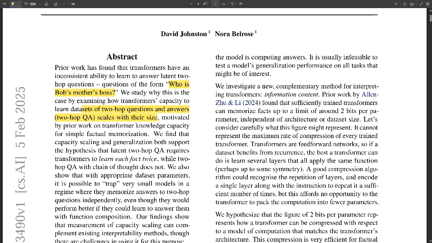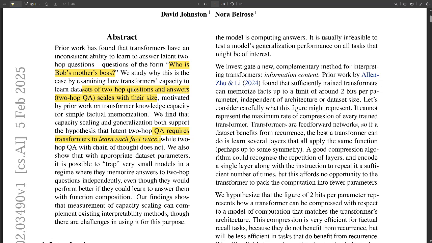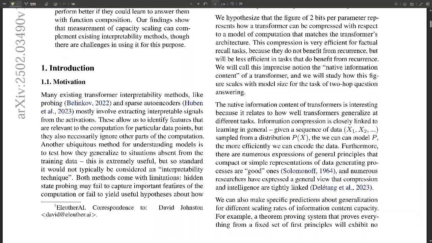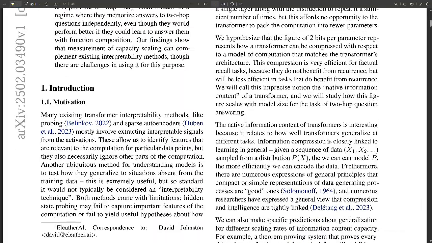Right. Like, think about those questions that take a few steps to figure out, who is Bob's mother's boss. Classic example. Turns out that kind of thing is surprisingly tough for these transformers to handle. Yeah, and the paper really gets into the weeds on why those two-hop questions, as they call them, are such a challenge.